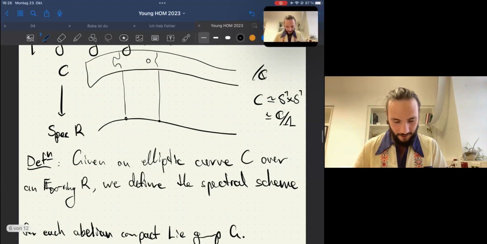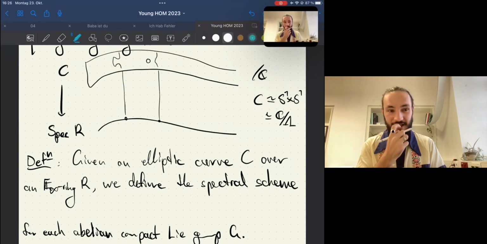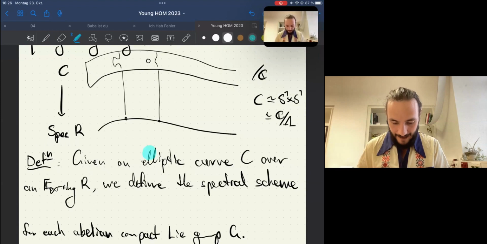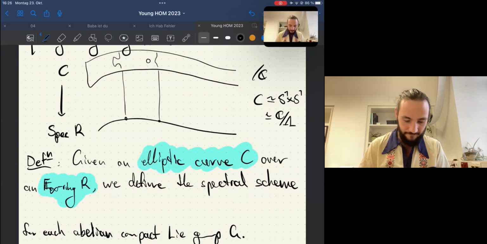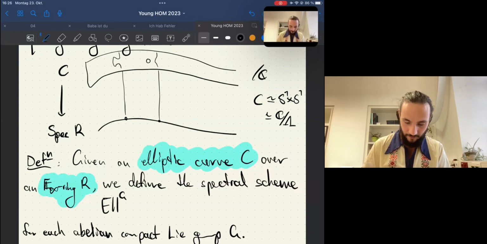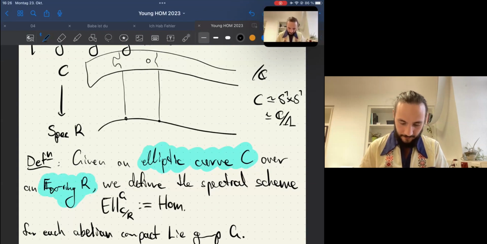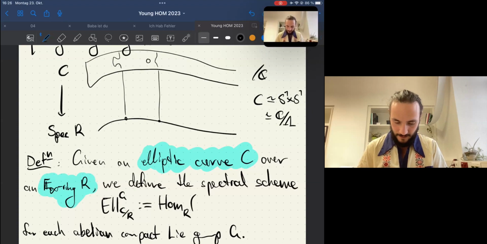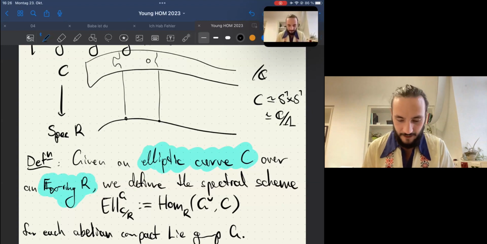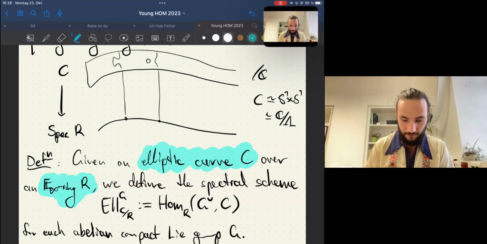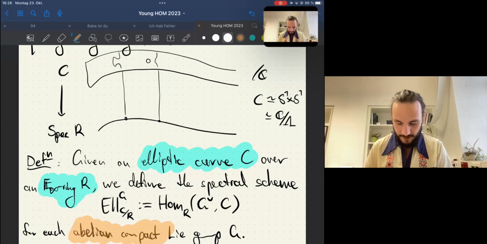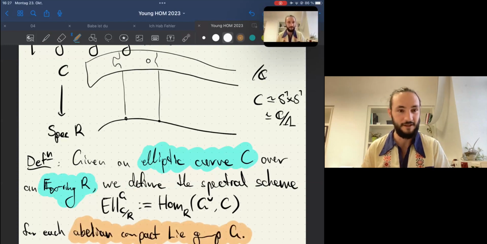Okay, so now we've got our definition for equivariant elliptic cohomology. It just jumps right out at us. If we have an elliptic curve C over some E infinity ring R, then we can just literally define the G-equivariant elliptic cohomology of C over R just as Hom in the category of R-schemes from G dual into C. And we're going to make this definition for every abelian compact Lie group. So just like in the K-theory case, we really only want to make this definition in the abelian case.